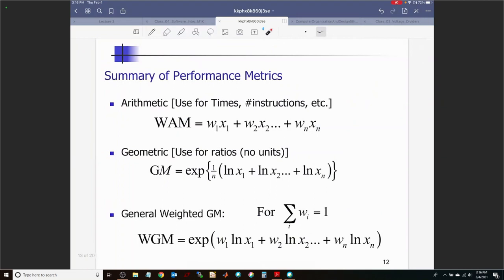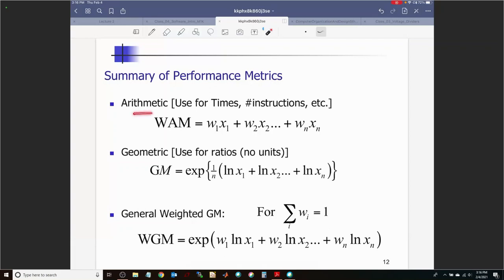So let's try to summarize these performance metrics. We had arithmetic mean that worked only for special cases, but geometric mean worked pretty well. But when you weight the geometric mean, that's what works really, really well.